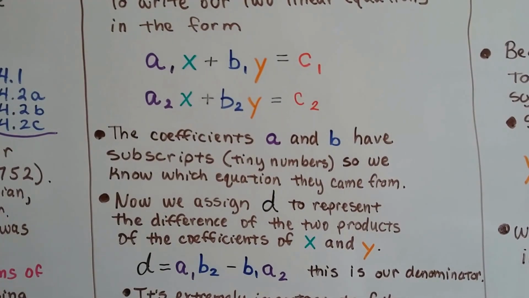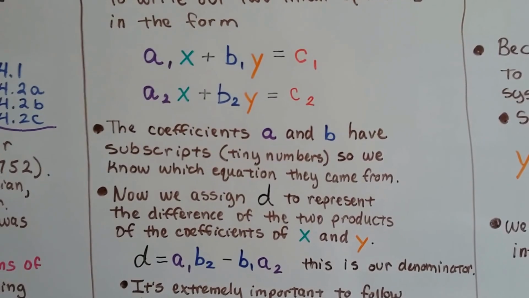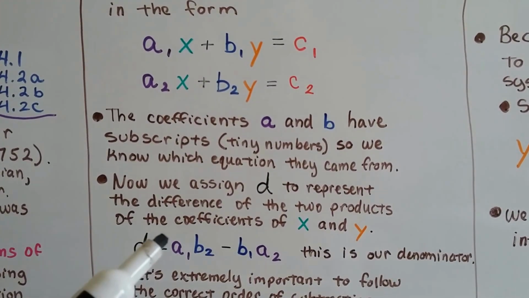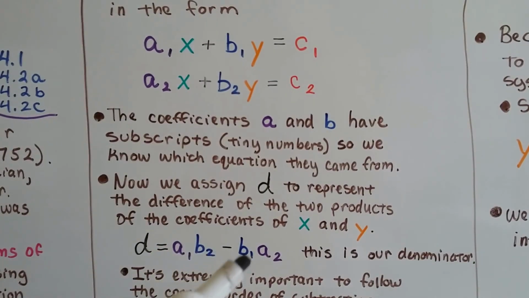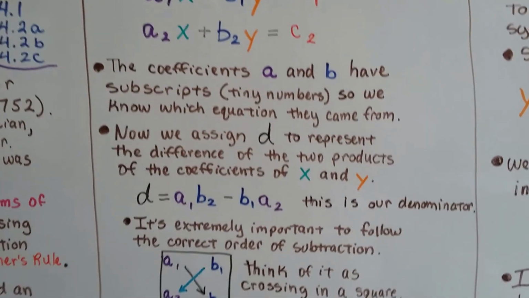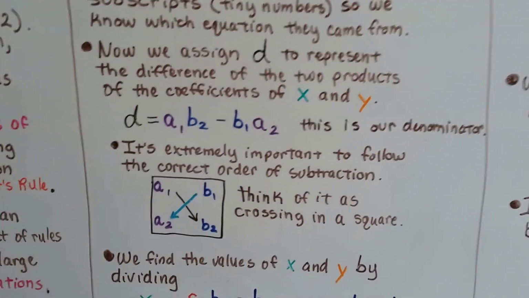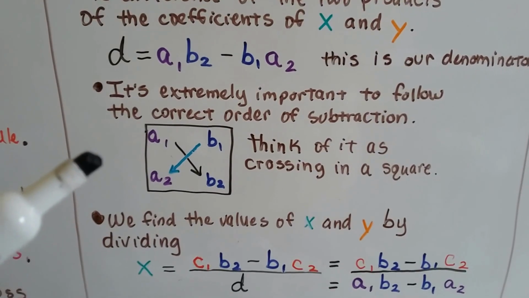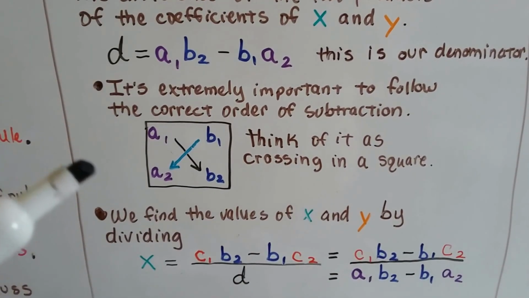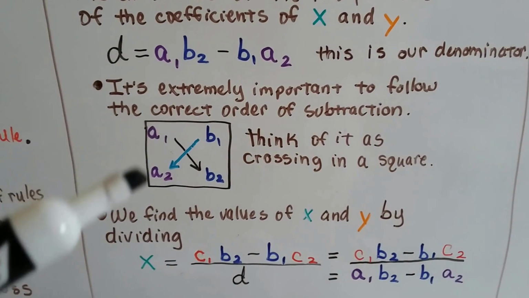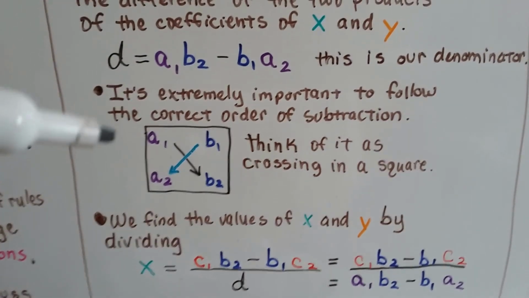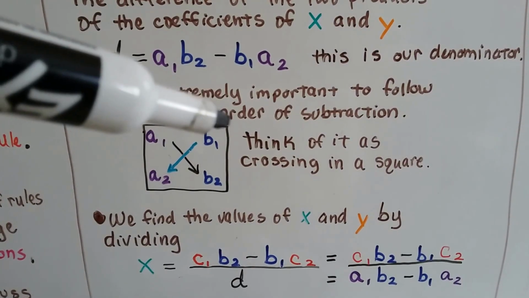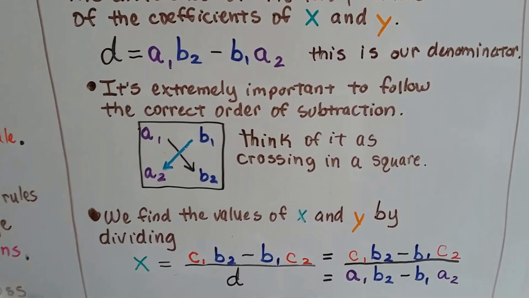So now we need to assign d to represent the difference of the two products of the coefficients of x and y. And that d is going to be our denominator. We use this formula, a1 times b2 minus b1 times a2. Now, it's extremely important to follow the correct order of subtraction. No different than if you were doing the slope formula. You have to think of it as crossing in a square. That might help you. So if you make a square and you put a1, a2, b1, b2, what we're doing is we're multiplying a1 to b2, see? And then we're subtracting b1 times a2, see?